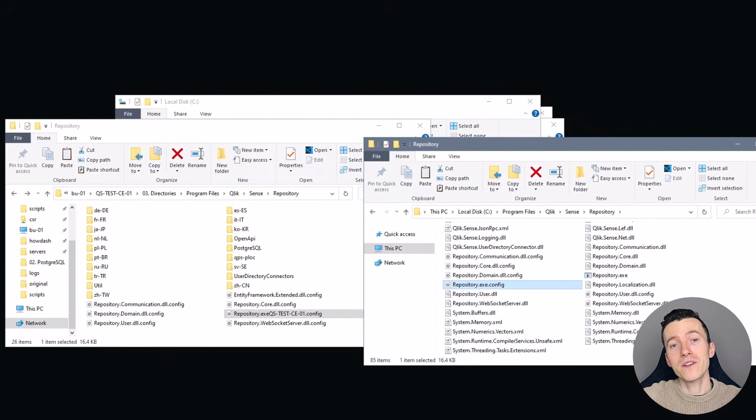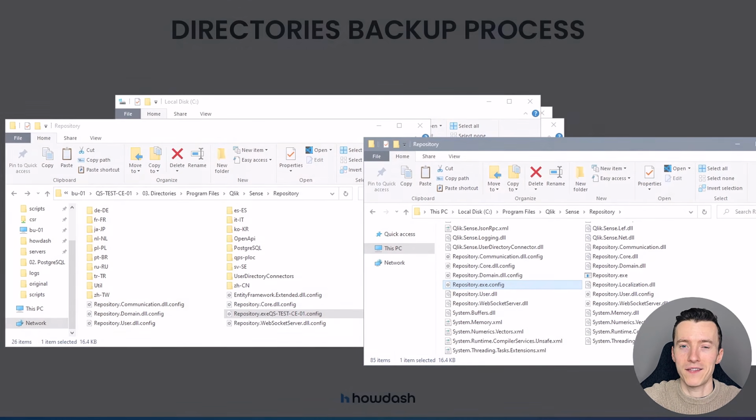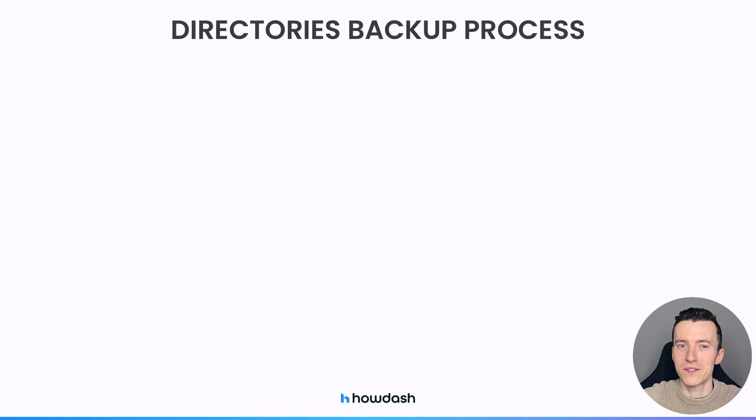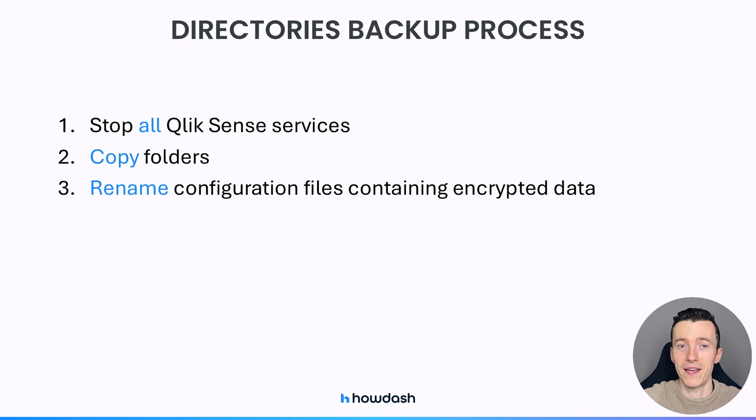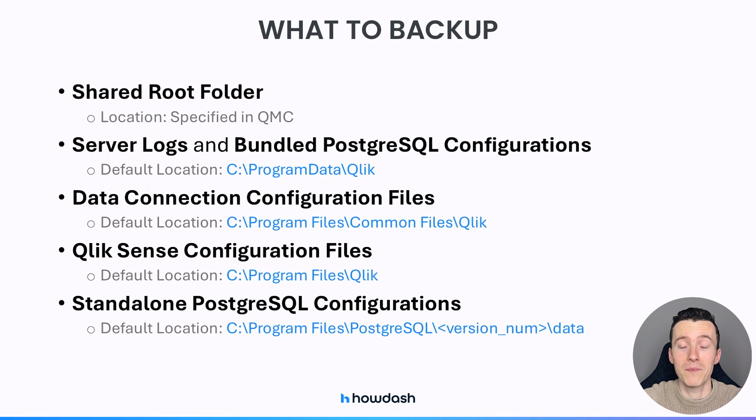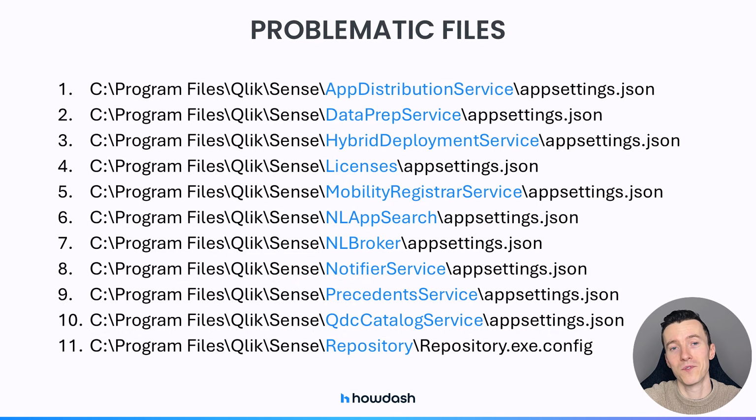Okay, so those are the directories to be backed up and the steps we need to take to make sure that the recovery process goes well. The whole directory backup process is really just shutting down Qlik Sense services, copying folders, and renaming a handful of config files. The hardest part is knowing which folders to copy and which files to rename. And now you know that.